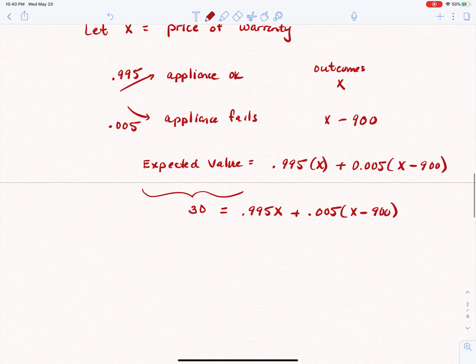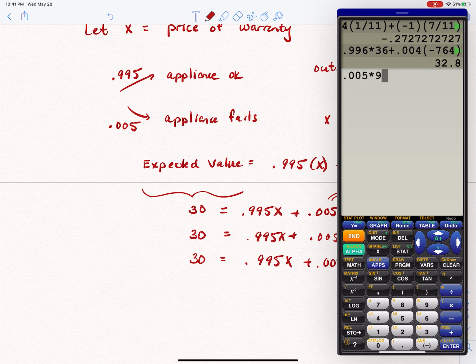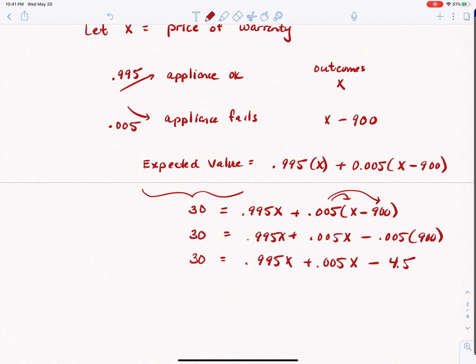So we'll just go through our algebraic process here. We'll collect like terms and the like. We need the distributive property here. The 0.005 gets distributed to each term. And maybe a little calculator help here. Now 0.005 times 900, last time I checked, I believe is 4.5. In fact, let's just double check that because I'm just not too confident for some reason. Yes, that is 4.5. Great.